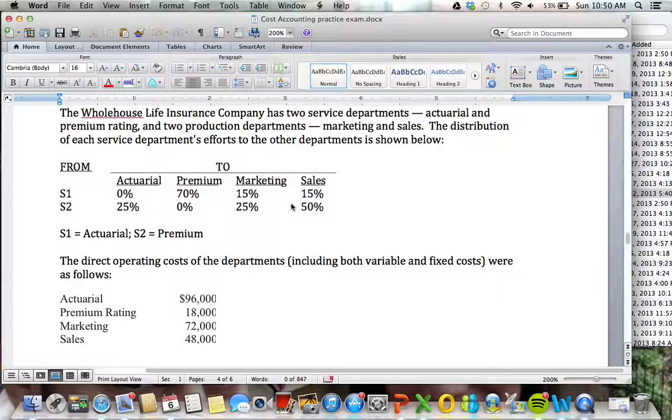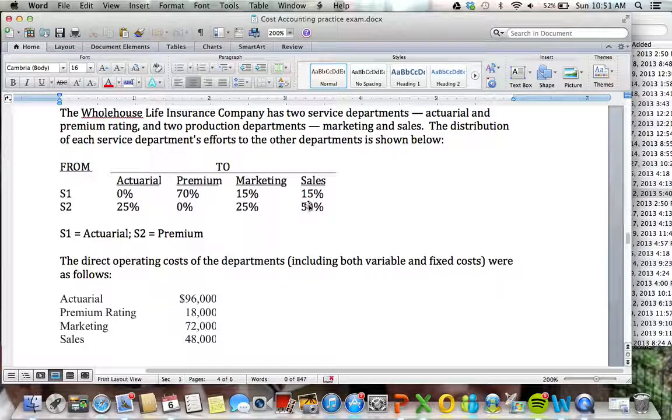So our job is to figure out how much these two departments are utilizing the actuarial and the premium department. The direct and the reciprocal method both look at it a little bit differently. But the idea is that with the direct method, we just look, hey, listen, actuarial S1 is all going to end up in marketing and sales. So actuarial's 96 grand is all going to end up in marketing and sales. So I just want to look, are they using it equally? Is one using it more than the other? Here it looks like they're using it equally. They're each using 15%. Something to keep in mind for the next question.